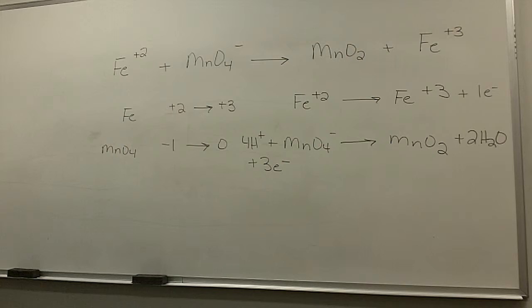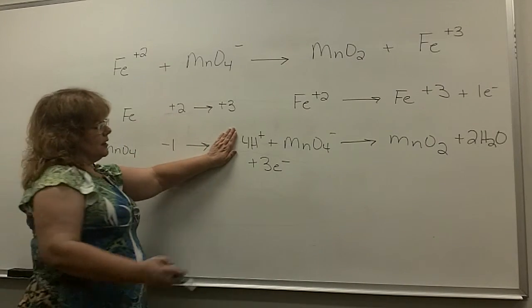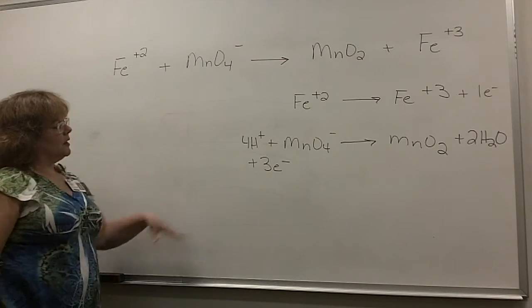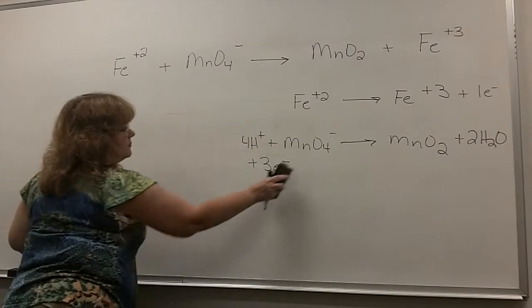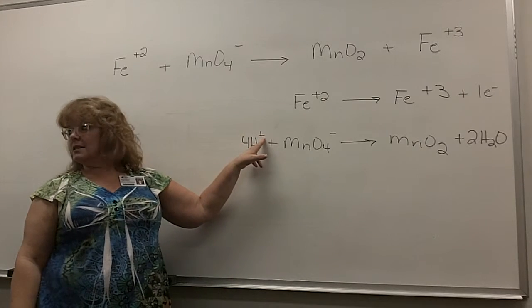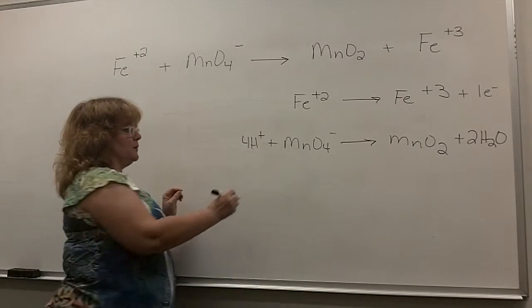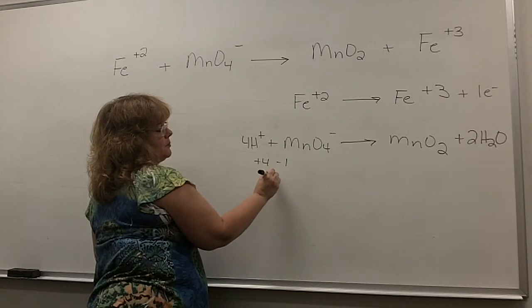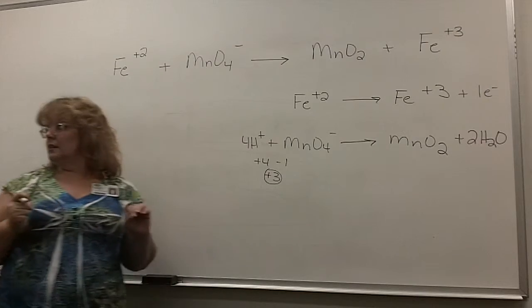Why did you add 3 electrons? Okay, because on this side, so it's not confusing. At this point, if I add up my charge, I've got 4 times positive 1, so a +4 and a -1, for a +3 charge total on this side.